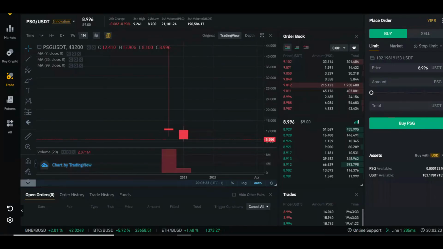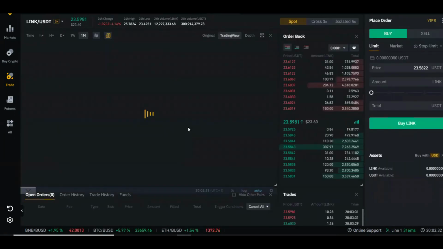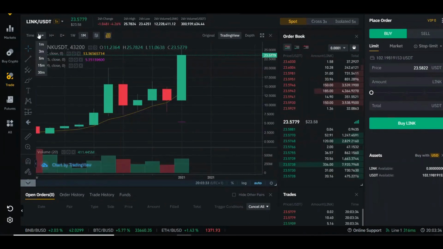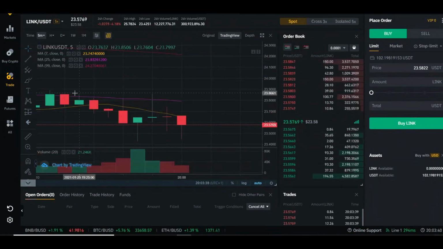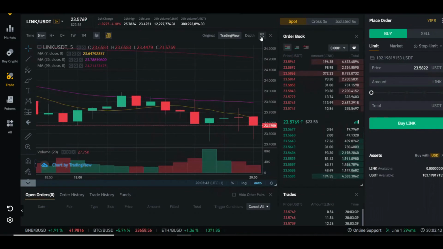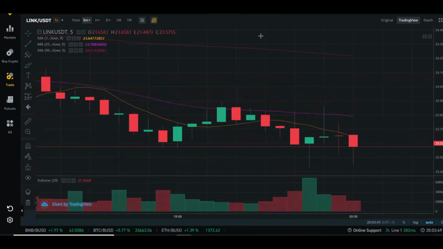Let me show you, for example, let's take any graph. Let's take 5 minutes, for example. So in 5 minutes, what is happening? So this is a trading graph. Majority of the graphs, the data comes from TradingView, which is a website. So all of them, they mostly use this website. The chart comes from TradingView.